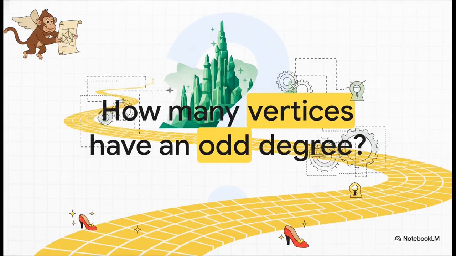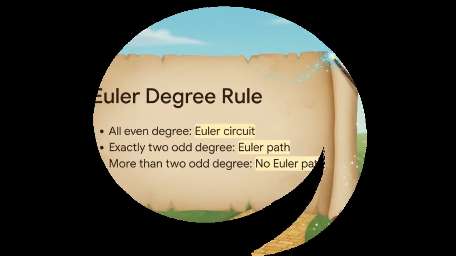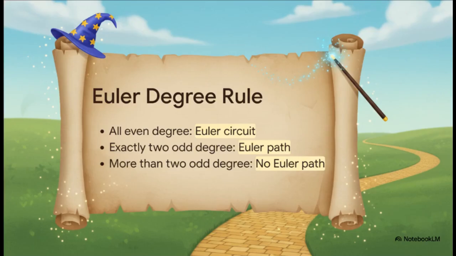To find out if an Euler journey is even possible, we just ask, how many vertices have an odd degree? We literally just count the odd connections. And that brings us to the brilliantly simple Euler degree rule. Remember how we counted those degrees a minute ago? Well, here is the golden rule. If all vertices are even, meaning all even, the graph has an Euler circuit. You can start, walk every road once, and end up exactly where you started.